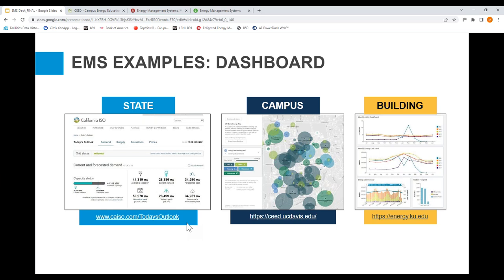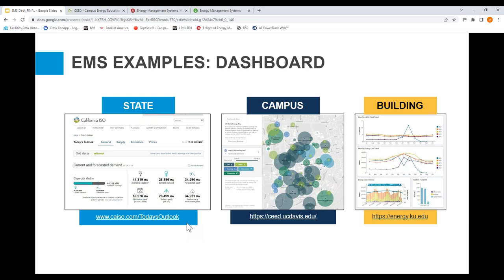Okay, so let's get into a couple examples of energy management systems. What you see on the screen right now are three different examples. We have one from the state of California, we have one from a campus, this happens to be UC Davis, and then we have one from a building.